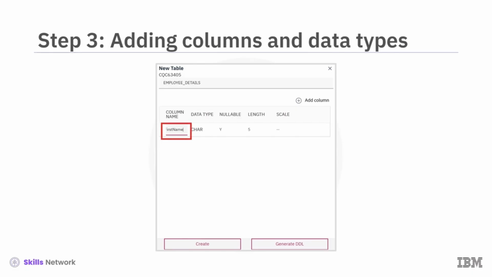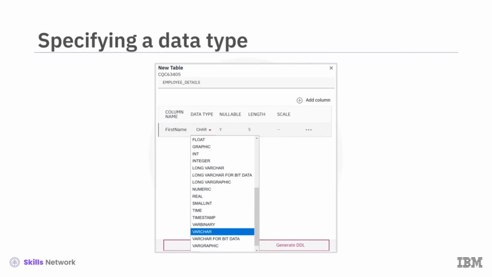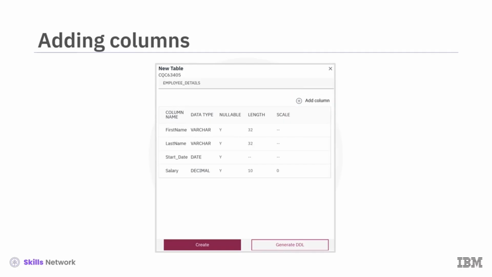You can rename this column to suit your needs. Set the data type for the column by choosing from the available options. Use the Add Column option to continue adding columns until you define the entire table structure. Specify data types, decide on null value acceptance, and provide length and scale as needed. Lastly, click the Create button to finalize the table creation.